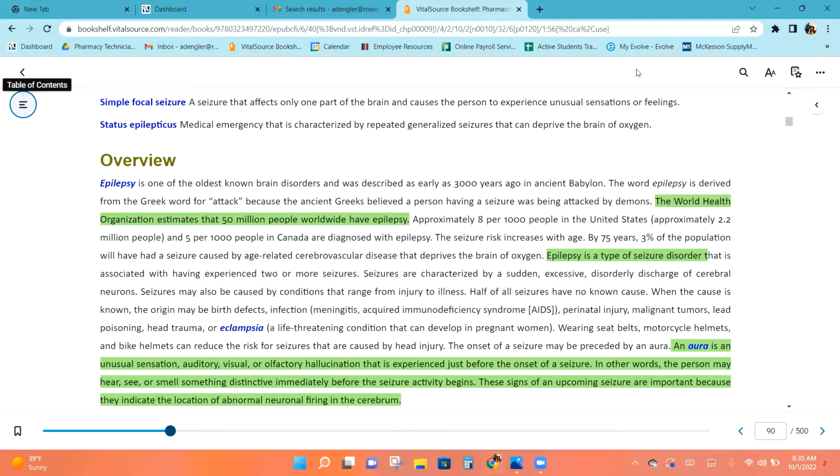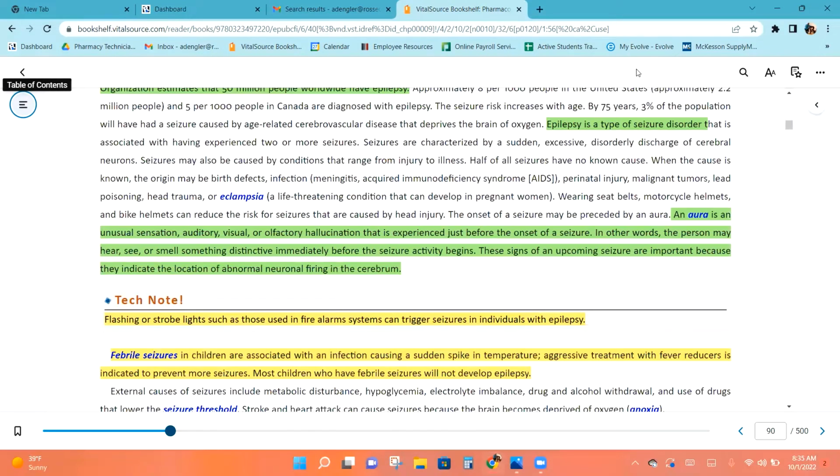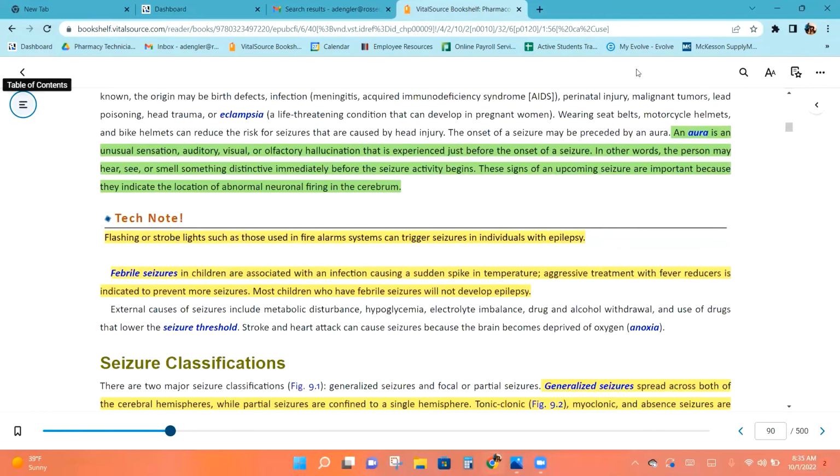The onset of a seizure may be preceded by an aura. An aura is an unusual sensation, auditory, visual, or olfactory hallucination that is experienced just before the onset of a seizure. In other words, the person may hear, see, or smell something distinctive immediately before the seizure activity begins. These signs of an upcoming seizure are important because they indicate the location of abnormal neuronal firing in the cerebrum.